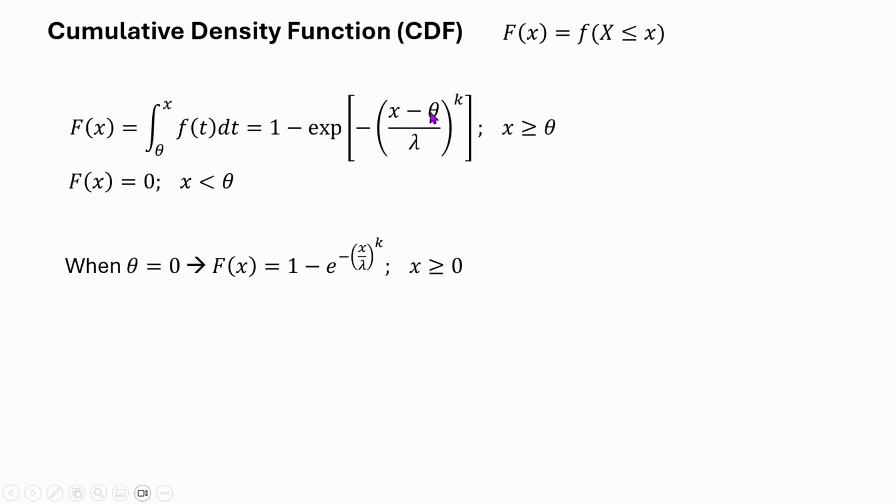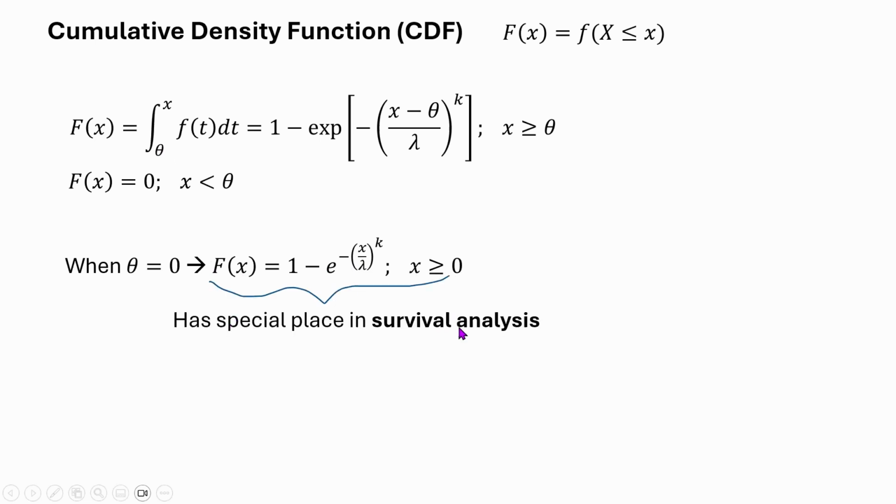There is a special case. Suppose your location parameter is 0, that means your whole plot starts from 0 and your x can be greater than or equal to 0. In that case, this CDF will turn into this simpler version of the CDF. Now, why am I showing you this? Because this form right here, you are going to see in many places when you do survival analysis.